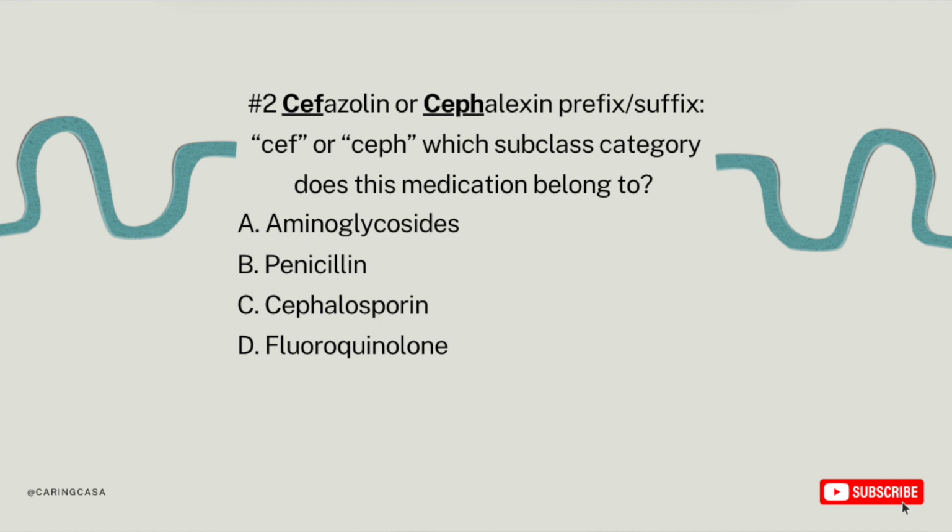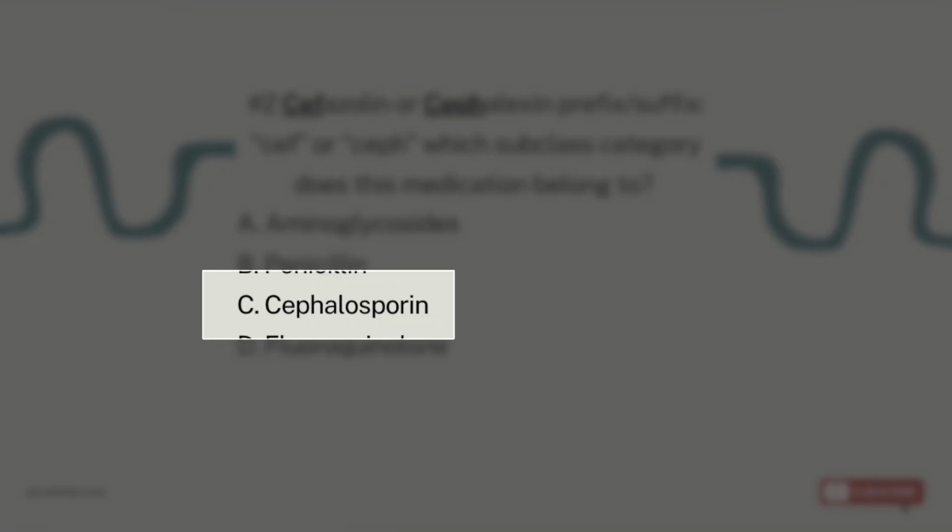Okay, moving on to the next medication, cefazolin or cephalexin. Prefix or suffix is ceph, C-E-F, or C-E-P-H. Which subclass category does this medication belong to? Is it A, aminoglycosides, B, penicillin, C, cephalosporin, or D, fluoroquinolones? The answer is C, cephalosporins.